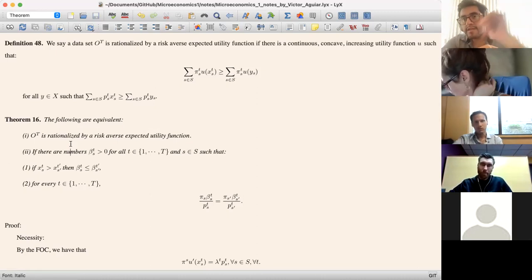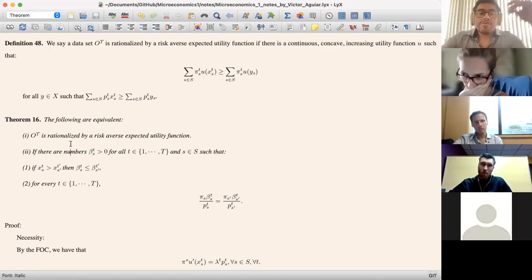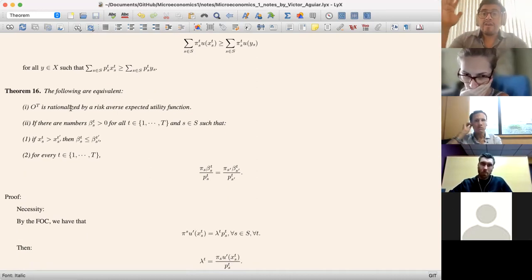At least that's the hope. The good news is that there are now tests for the general case, but we're just not going to study them in this class because of the mathematical complexity, okay? So keep going. So the following are equivalent.